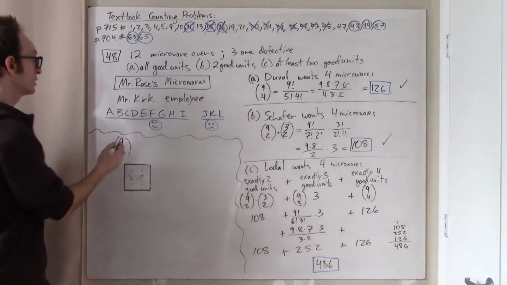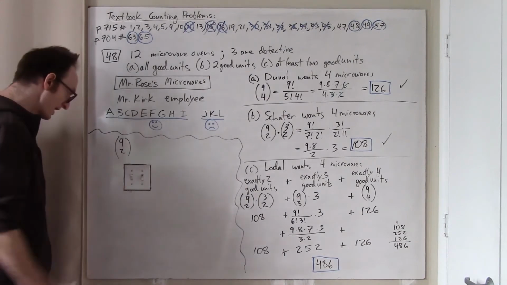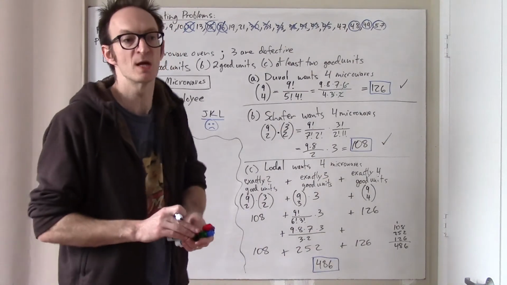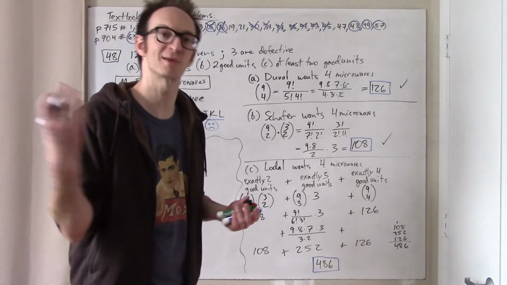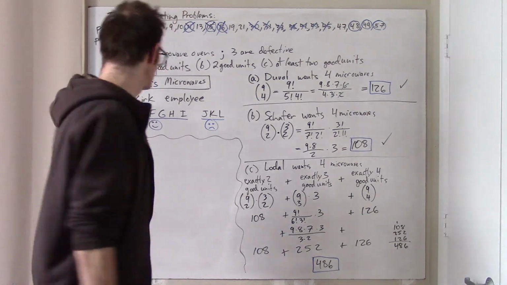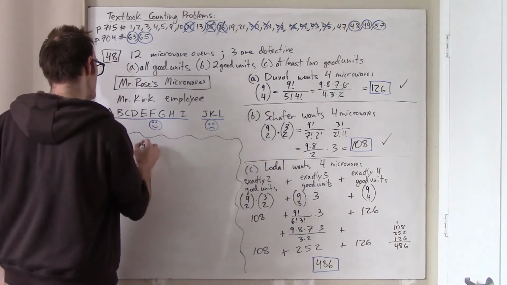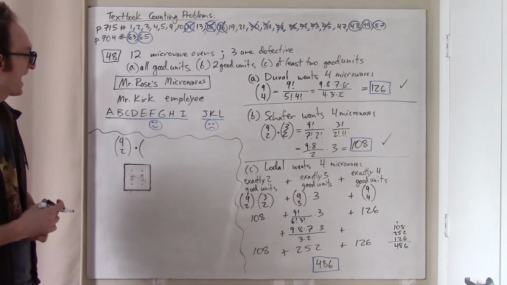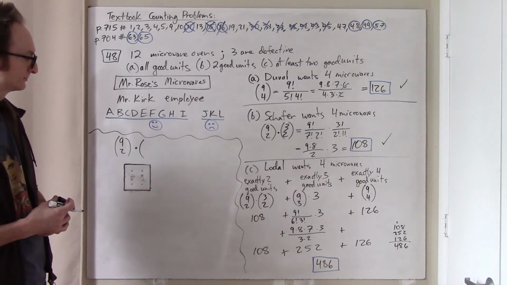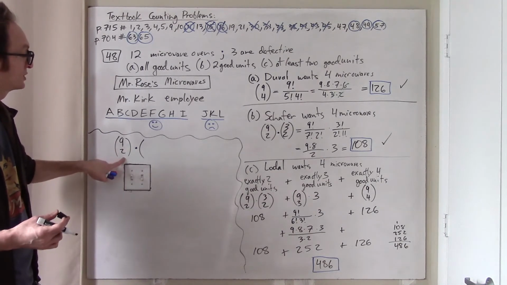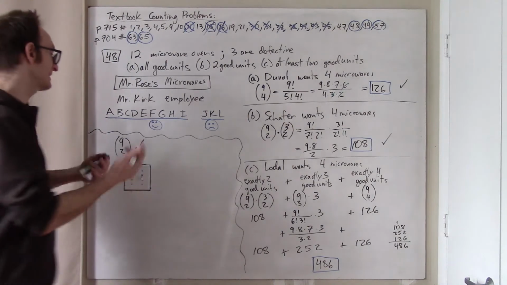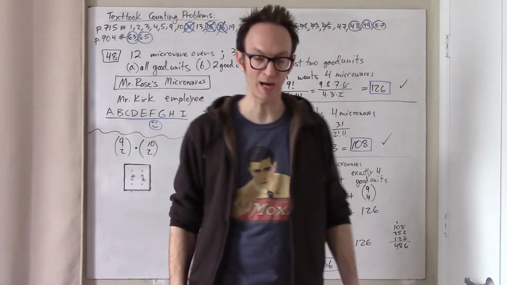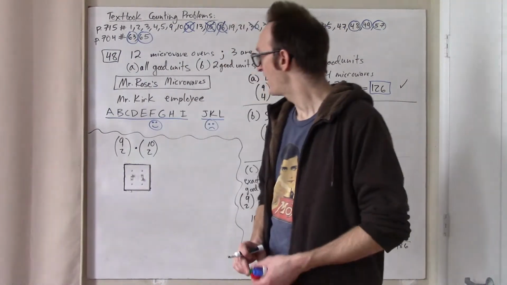Ways to pick 2 good microwaves from the set of 9 microwaves. And then, once I've done that, I've already fulfilled my obligation. So the next 2 units can just be whatever. It's irrelevant. And therefore, I just multiply by, well, if I've already chosen 2 microwave ovens, then I've used up 2 of the 12, so there are 10 left. So there are 10 choose 2 ways to choose 2 more microwaves from the remaining 10. Okay.